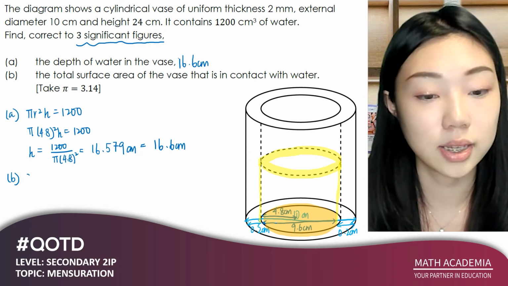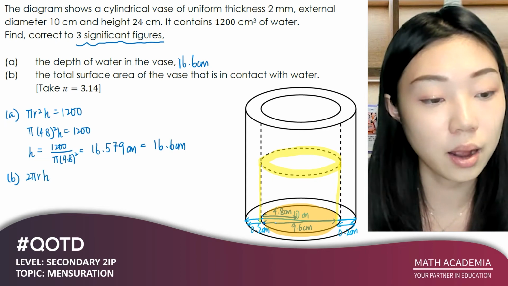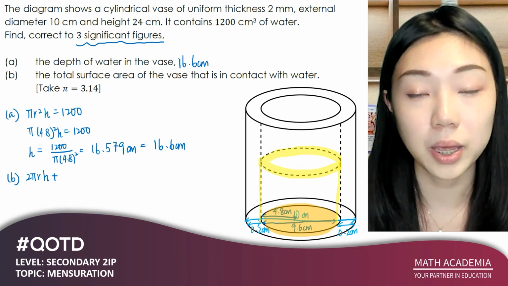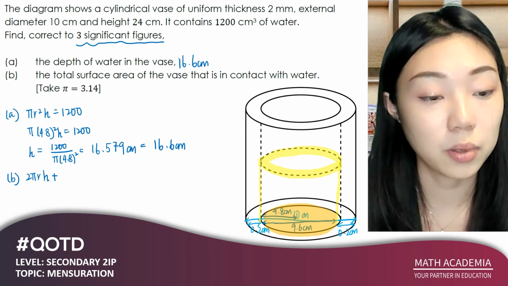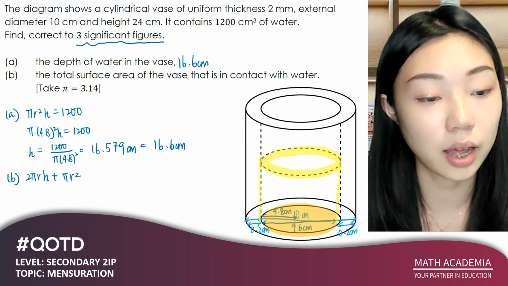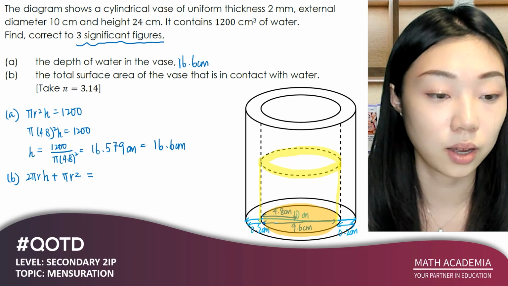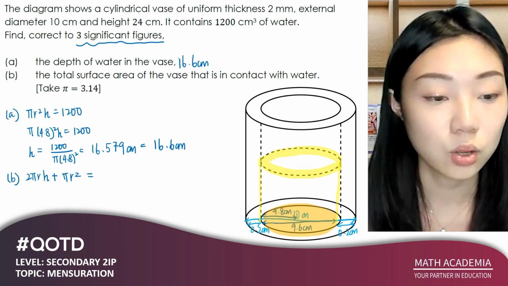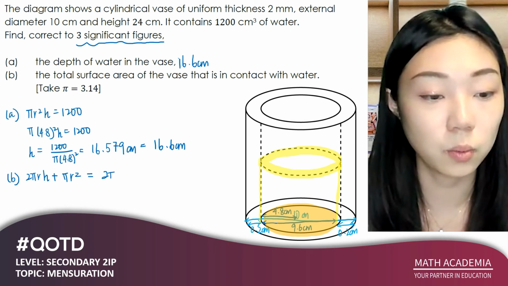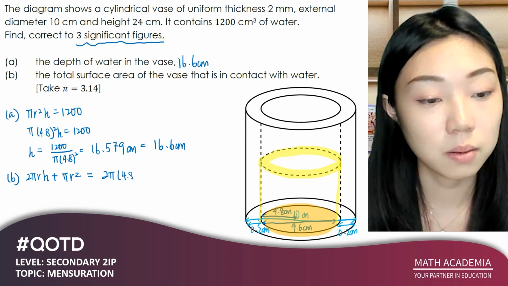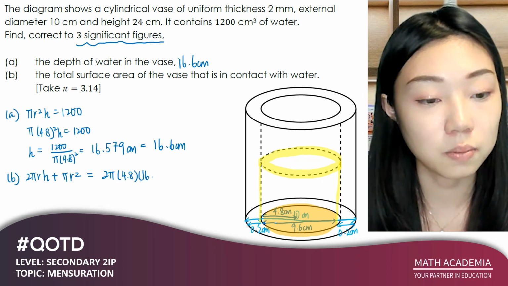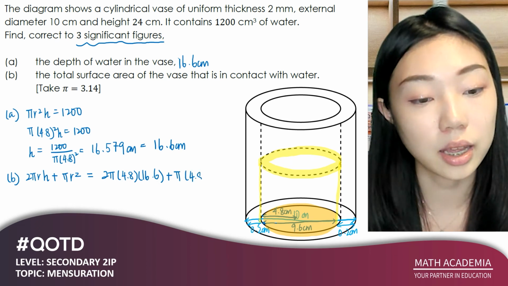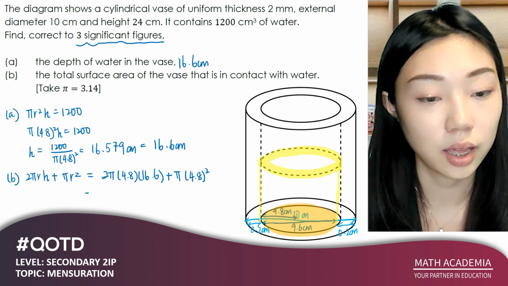can be found by taking 2 pi r multiplied by height, and the base area of the cylinder can be found by pi r squared. All right. In this case, the height would be the height of the water. So let's substitute our values in. We will have 2 pi times 4.8 times 16.6 plus pi times 4.8 squared.